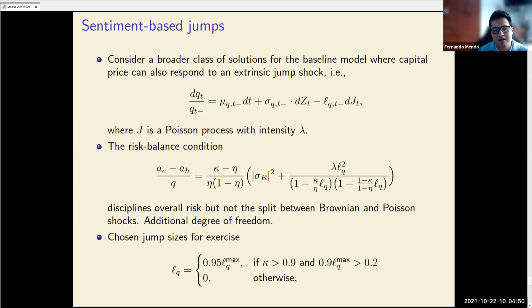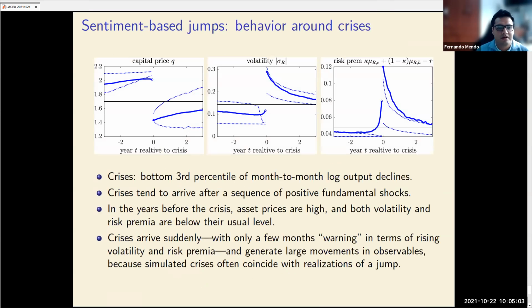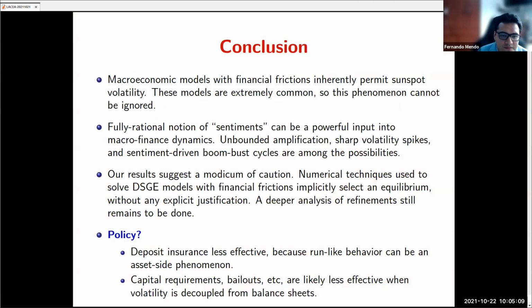We have a section in the paper with sentiment-based jumps. So basically, instead of having extrinsic uncertainty in the form of a Brownian motion, we have extrinsic uncertainty in the form of a jump, and that also captures the dynamics around financial crises very well. So let me just conclude.